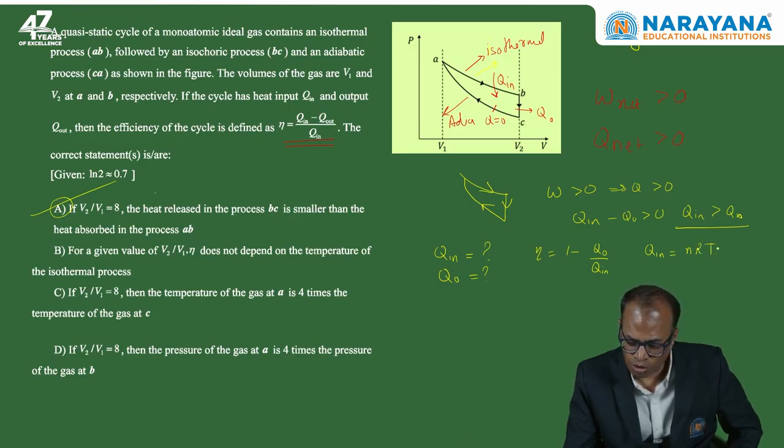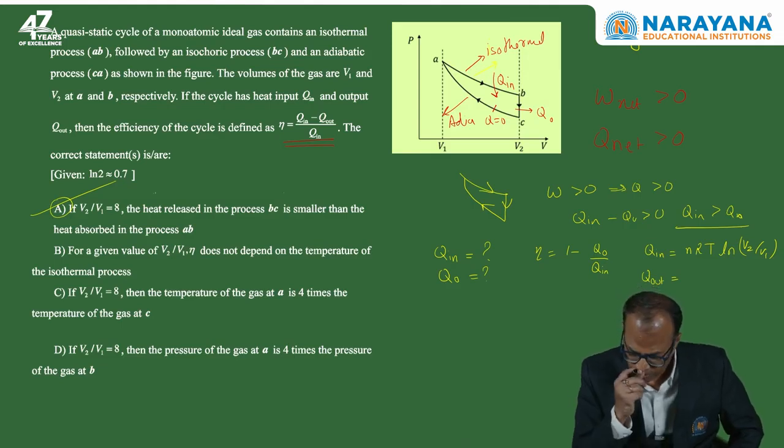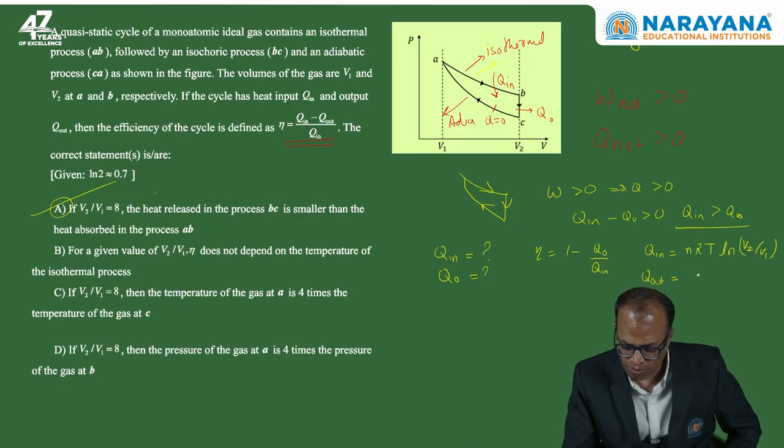T is the temperature of the isothermal process. Okay, ln of V2 by V1. And Q out will be in the process BC. What kind of a process is BC? Isochoric process. In an isochoric process, the heat rejected will be minus nCv delta T. Heat will be nCv delta T, rejected will be minus nCv delta T.